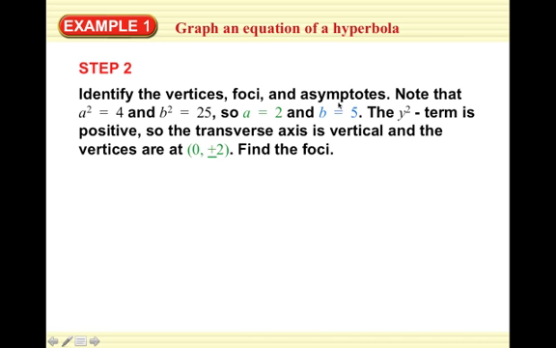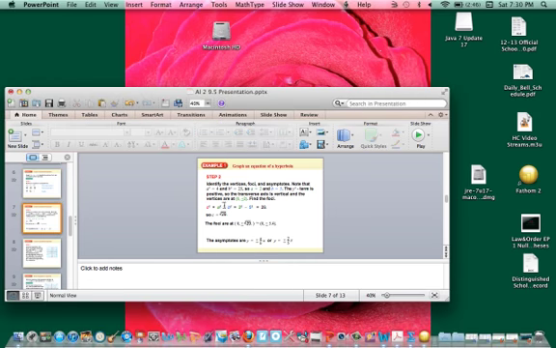So considering the vertex is going to be a units away, a will be 2, and since it's vertical from the center, it's going to be 0 plus or minus 2. Since b squared is 25, b is 5, so that's going to be important in a minute. We do want to find the foci, so we need to know c, because the foci are going to be at 0 plus or minus c. So we're going to use our formula. So c squared equals a squared plus b squared.